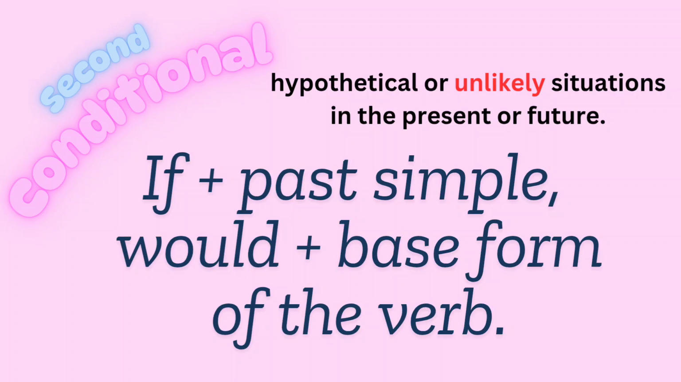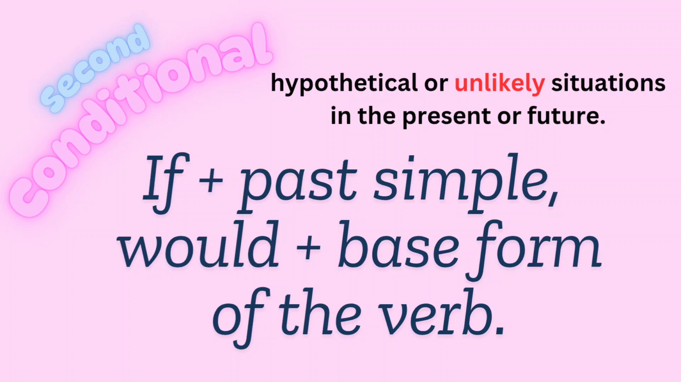How about the next conditional? We can say second conditional. Second conditional is used for hypothetical or unlikely situations in the present or future. About the structure, if plus past simple, and then we have would plus base form. For example, if I won the lottery, I would buy a house. This tense is great for talking about what-if scenarios.